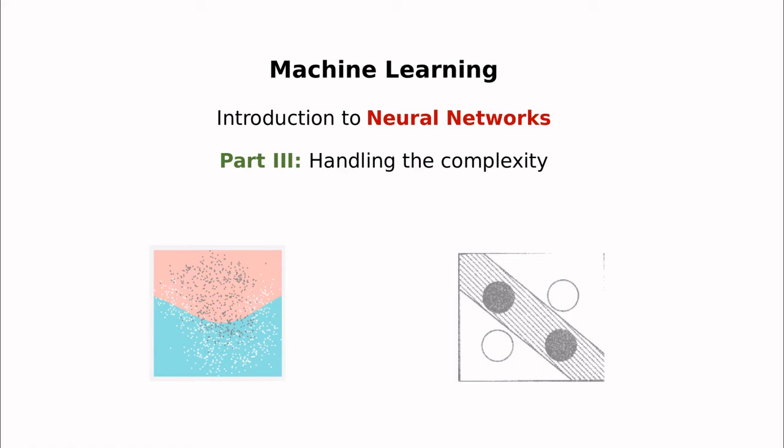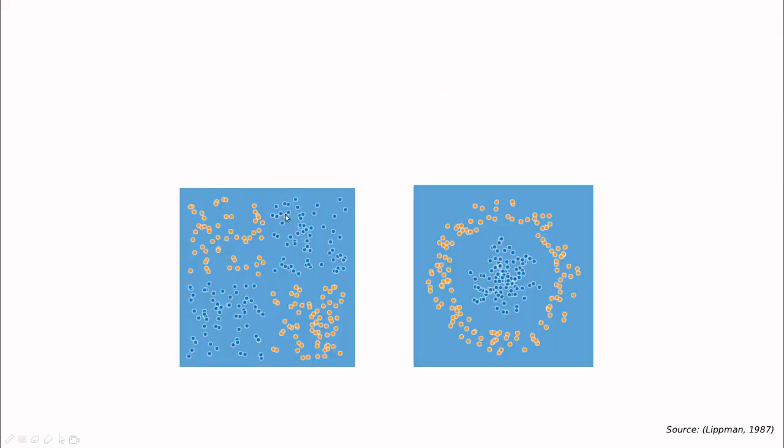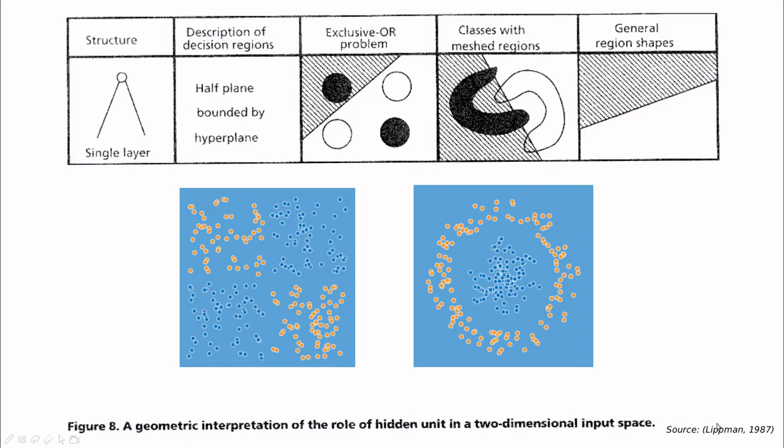Welcome to part 3 of this series, and today we're going to discuss how to handle the huge complexity of our dataset. So imagine again that we have this situation in which there is no way in which a single line can divide the world into the blues and the oranges. This is discussed very nicely in this book by Lippmann, and this is the idea.